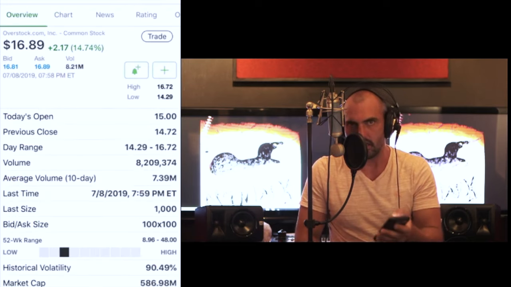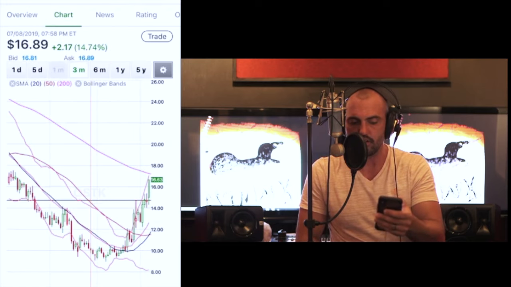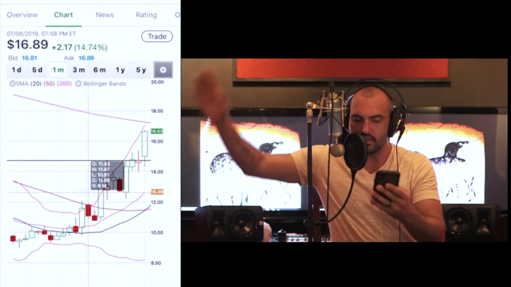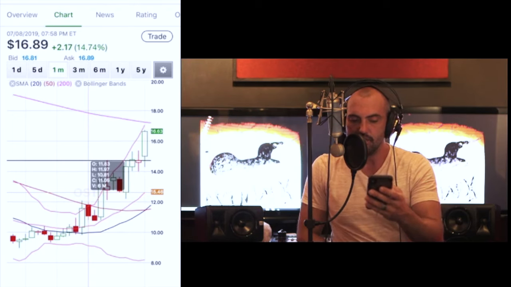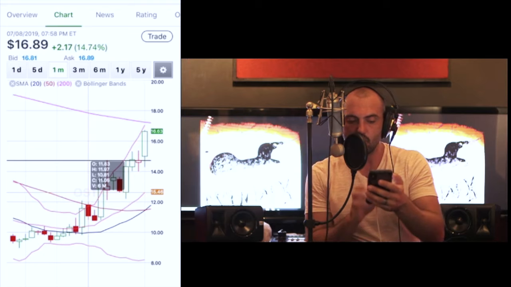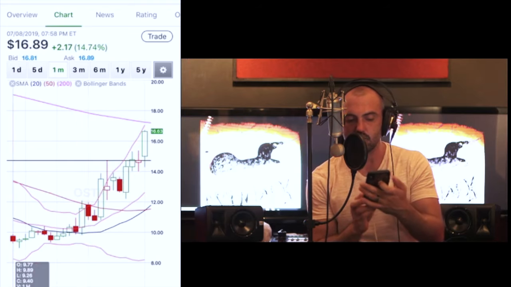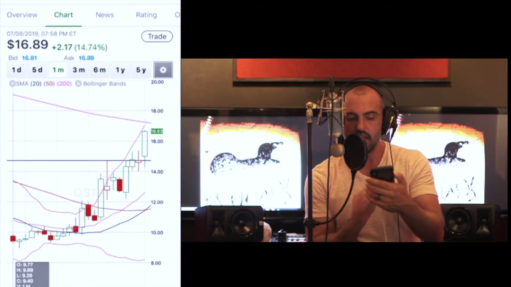All right, Overstock.com. We got to look at this. Look at the 1 month chart here. It's been like that for the most part. But there's something I have noticed. If you go look at that 1 month chart, look at how many times it's broken out of the Bollinger Bands and then reacted downward.